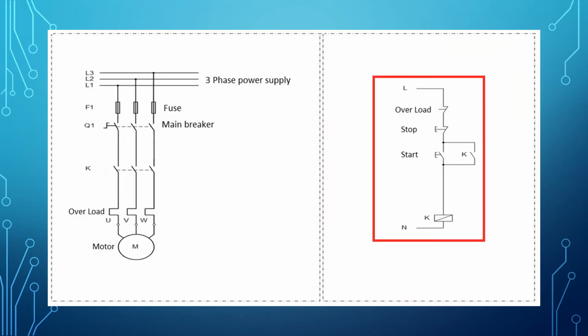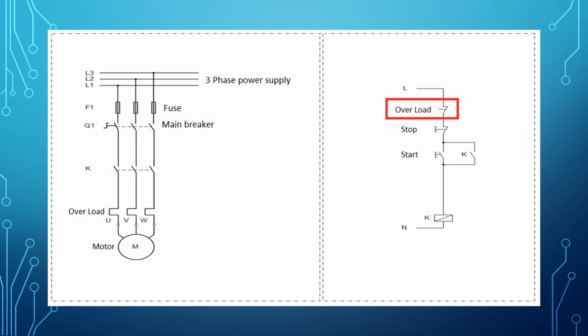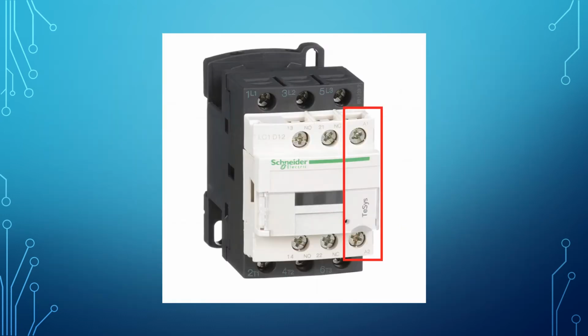In this case, it is safer to switch off the main breaker, then the control circuit will be tested by the continuity test. If the overload was interrupting the control circuit, then the overload set point of current should be checked to see if it matches the motor.